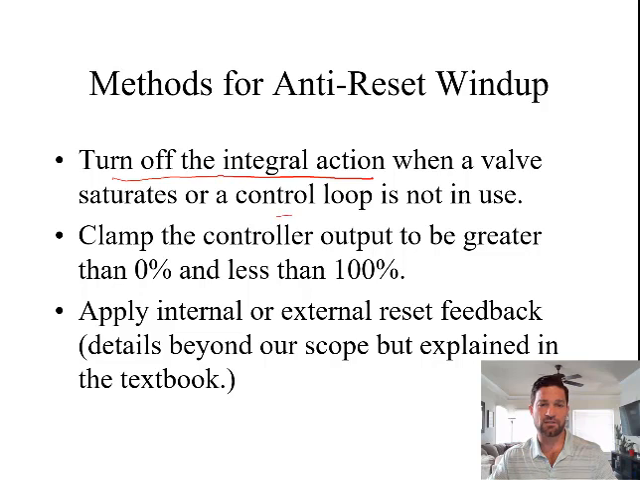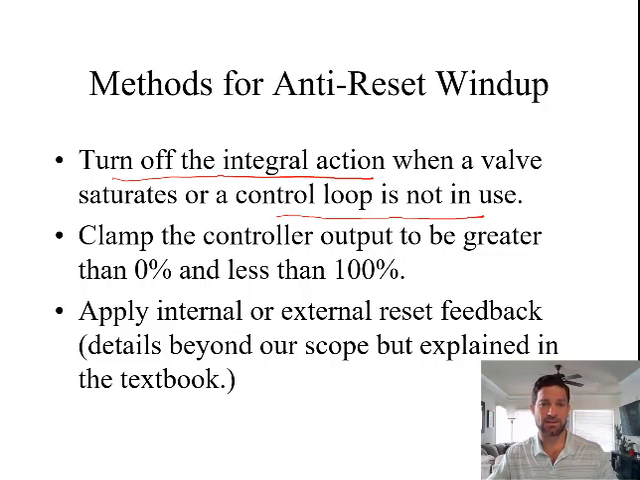When the control loop is not in use, for example, when you know that the select controller is controlling for a process constraint or a safety limitation, and you're not controlling based on the signal from your primary control objective, then you can have the controller stop accumulating the integral action. That's easy to incorporate with your select controller. You can also clamp the controller output to be greater than 0% and less than 100%.